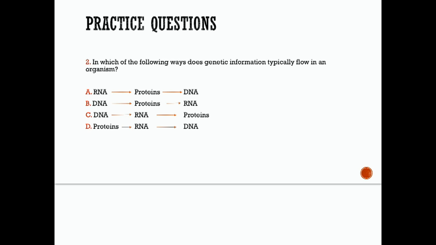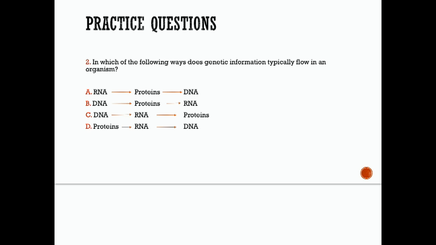Number 2, in which of the following ways does genetic information typically flow in an organism? Is it A, from RNA to proteins to DNA, B, from DNA to proteins to RNA, C, from DNA to RNA to proteins, or D, from proteins to RNA to DNA? So pause this and think about it on your own.